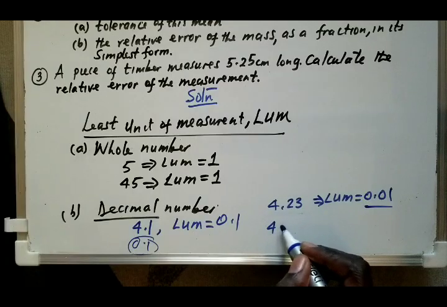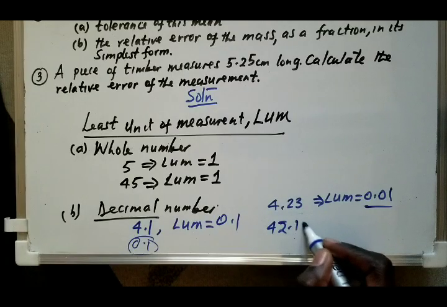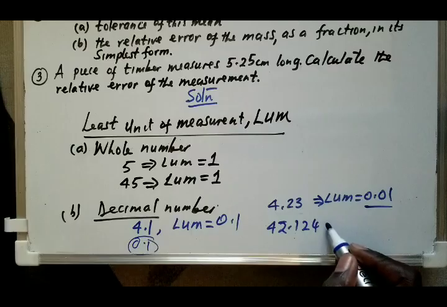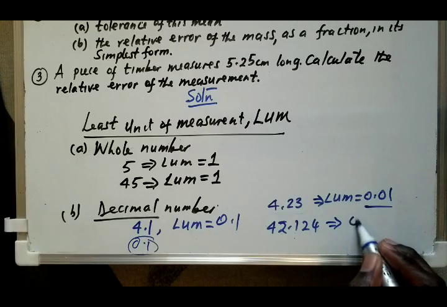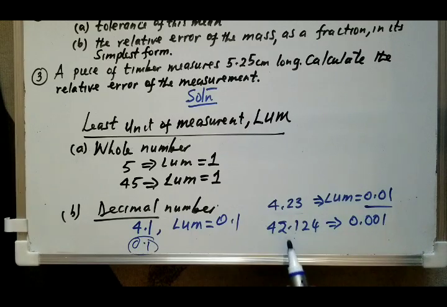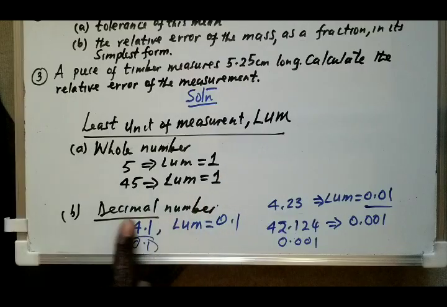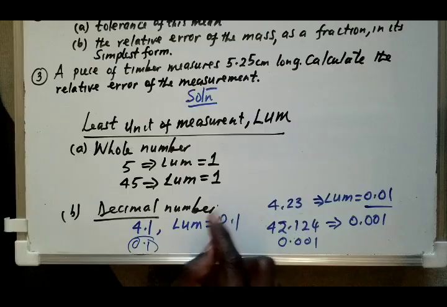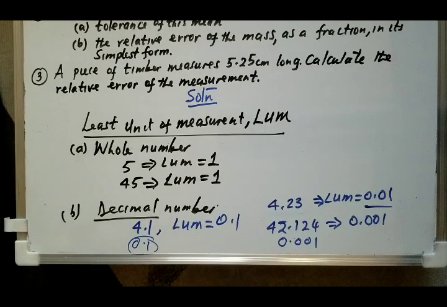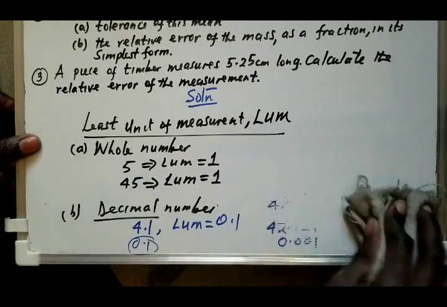Suppose you had something that looks like 42.124. Then what would have been the least unit? Of course, it would have been 0.001. Remember, before the decimal point you have a 0 point, these two digits are 2 zeros, then the last one is supposed to be 1. So that's the way we get the least unit of measurement. For a whole number, it is just 1. For a decimal number, it depends on the number of decimal places, and that will determine the least unit of measurement. Now, why is the least unit of measurement important?